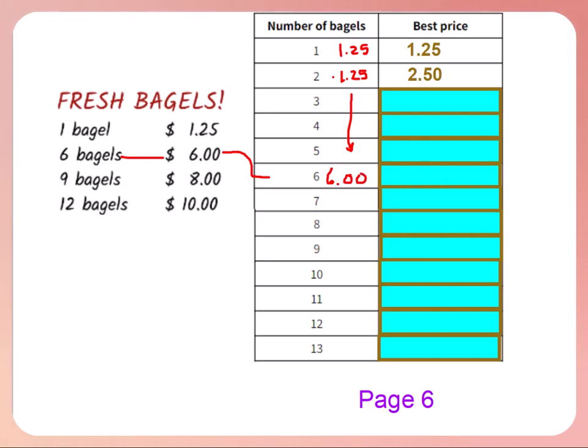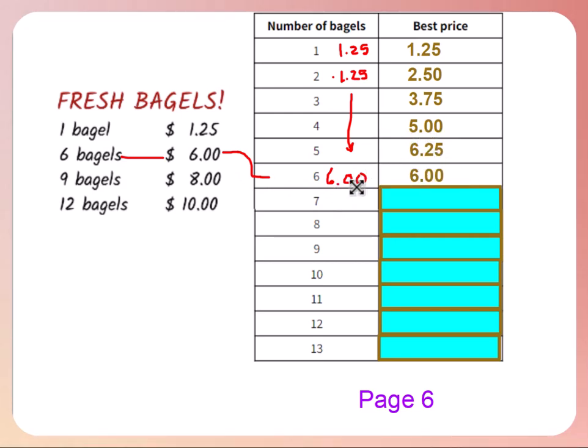All right, let's fill in the chart. Use your calculator. Go slowly, and then come back and check. 3 times $1.25 is $3.75. 4 times $1.25 is $5. 5 times $1.25 is $6.25. And this is what we saw. When we buy 6, we're actually paying less than if we buy 5.